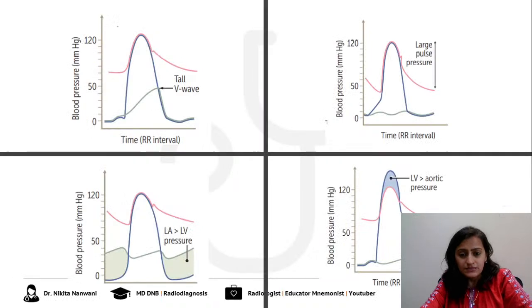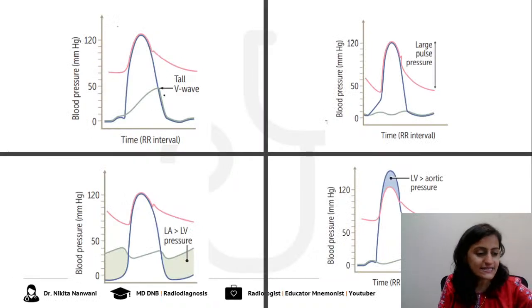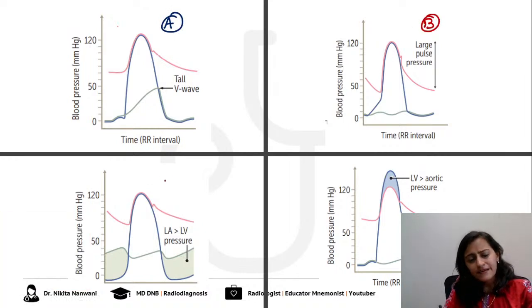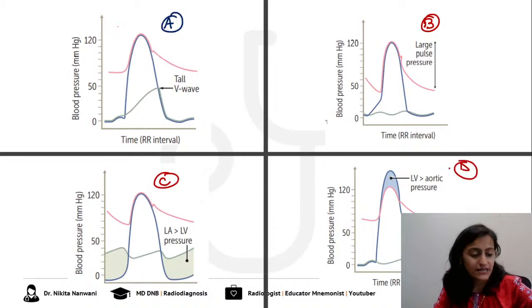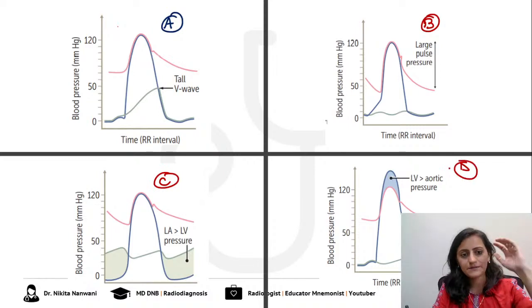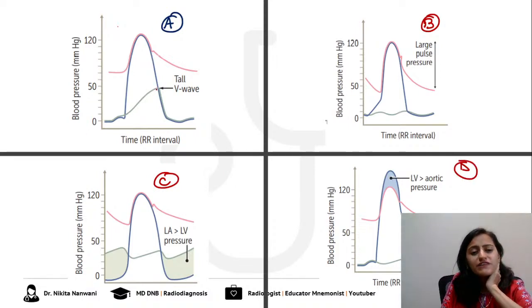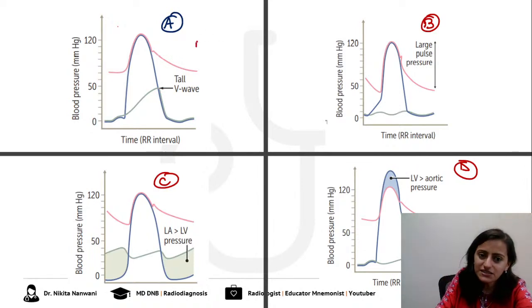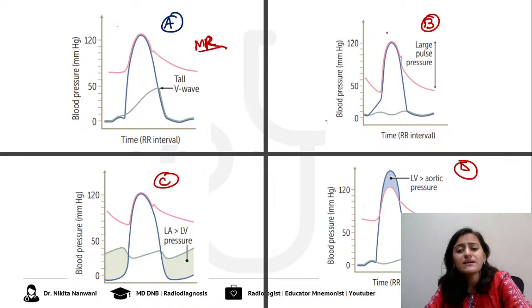Okay. So quickly, let's see how much of this you remember of whatever we have discussed. Wiggers diagram, which one is which? How will you identify basically? See the first one where the V wave is tall. V is the venous filling coming from the mitral regurgitation. So this is mitral regurgitation. What is graph B representing?